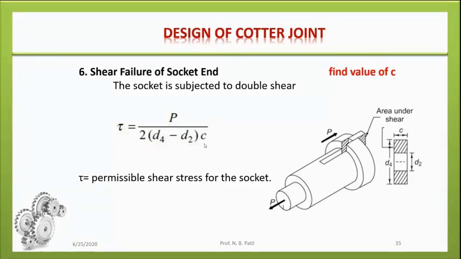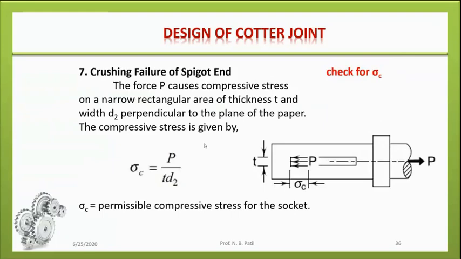Now let's move to the next slide. Crushing failure of spigot. Up till now we found all the values related to the spigot and socket as well as the cotter. Now we have to cross check whether the dimensions that we determined in the previous formulas are safe for the crushing stress or not.